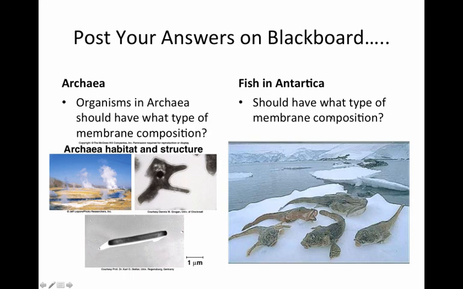And then in another environment, such as Antarctica, what are the expectations for the fish that can survive and thrive in this environment? What type of membrane composition should exist there in order for them to survive? So in terms of fatty acid composition, what type should be there? And answer the question, do you think that cholesterol is in their membranes or not? And why? And why not? Okay?